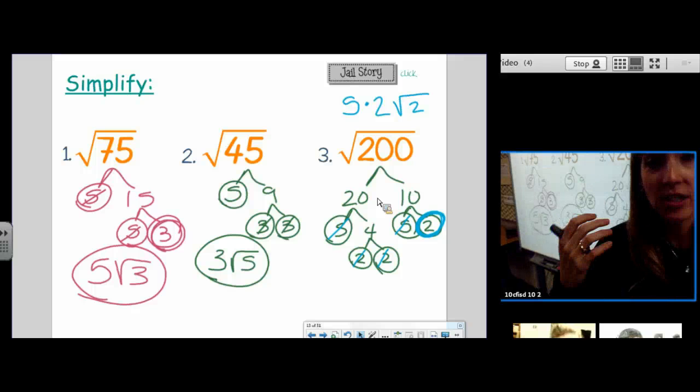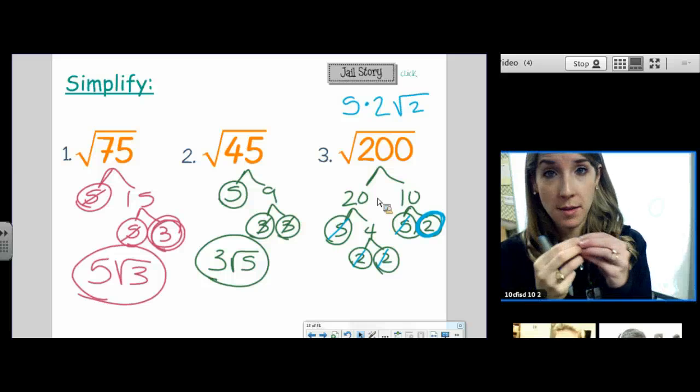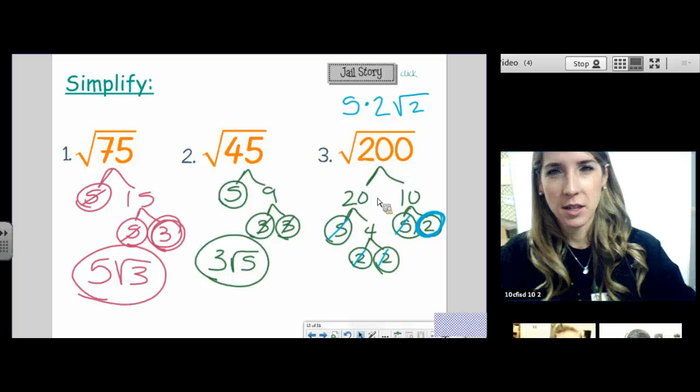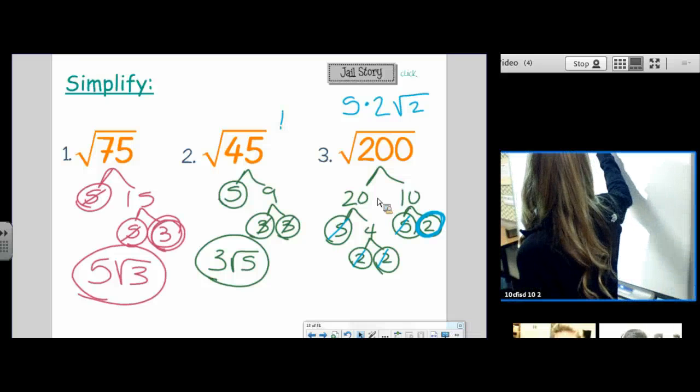If multiple numbers escape, or if multiple numbers are stuck in jail, you multiply them together. Multiply them back together, because that's what we were doing. Those are all multiples, and so we're going to multiply them. So the final answer to this one is 10 root 2.